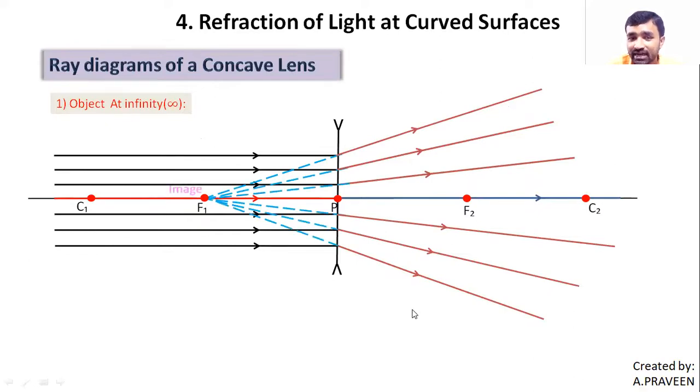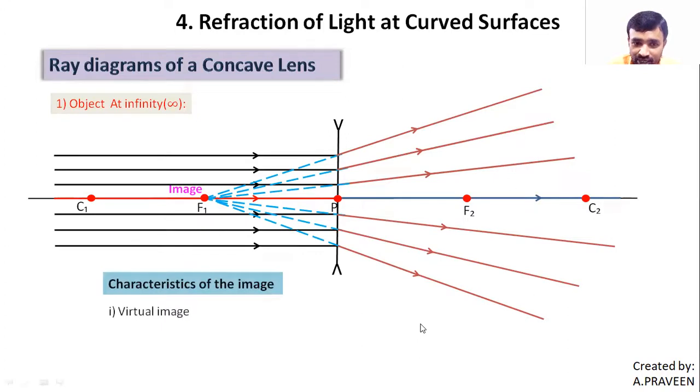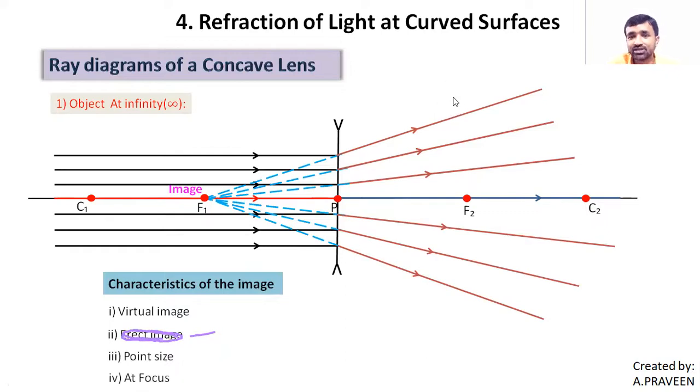So I can write the characteristics like this here. Characteristics of the image are simply: virtual image, erect image, right? Actually you need not write erect image here, because there is no height maintained or given by the image. So keep it blank only for one situation, that is infinity. Then the remaining characteristics we can write: point size, and it is at F1 focus. So these are the characteristics.